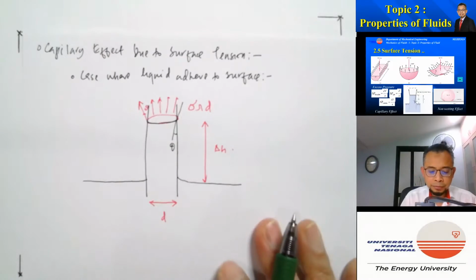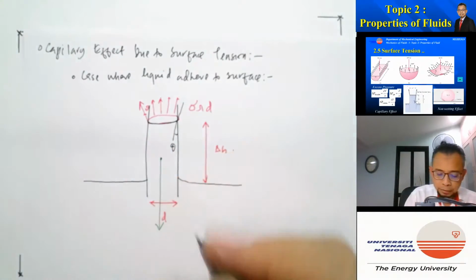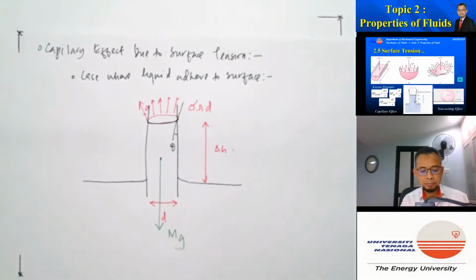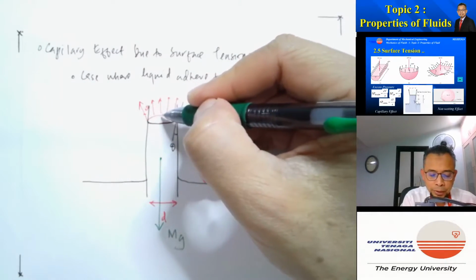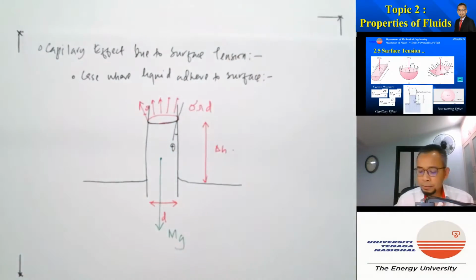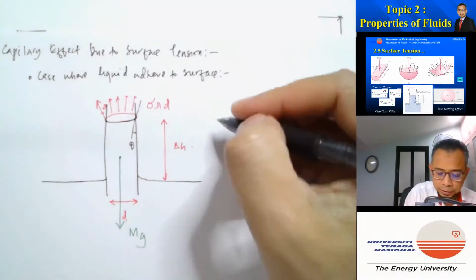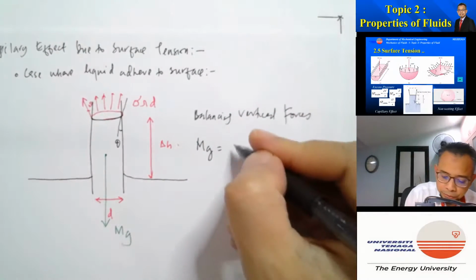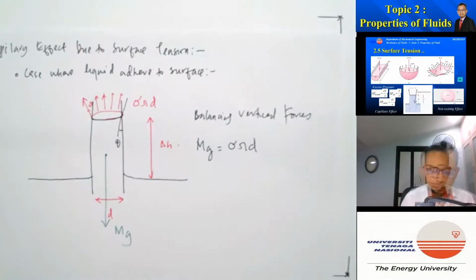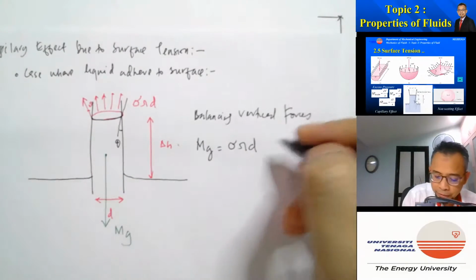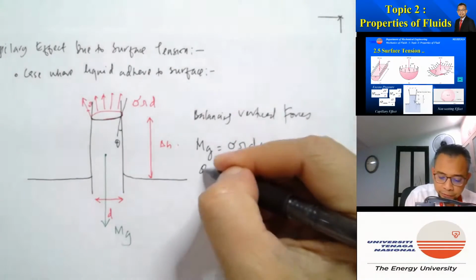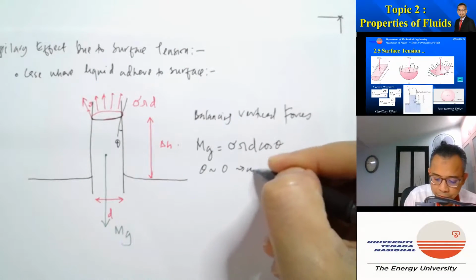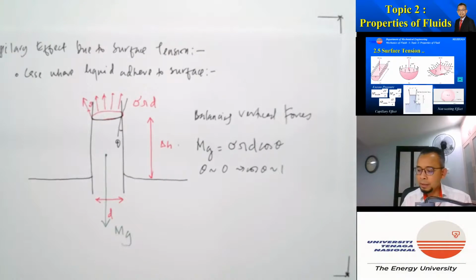The force acting downward is equal to mg, where m is the mass of the fluid which has gone up. This will be balanced by the vertical component of the surface tension force. So we can balance the forces. mg, which is acting downward, is equal to sigma times d. But that one is at an angle of theta, so we have to take cos theta. If theta is very small, almost 0, then cos theta is about 1, right?